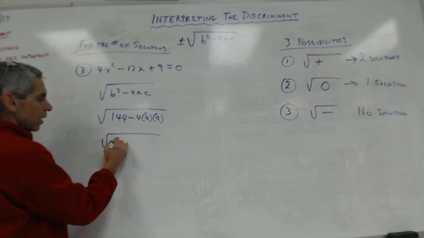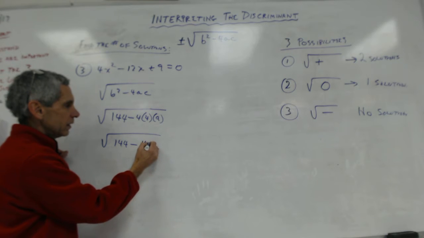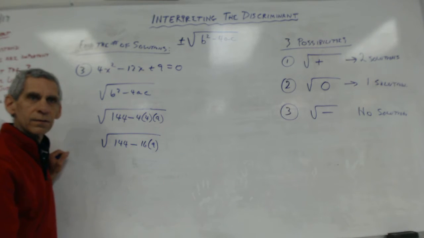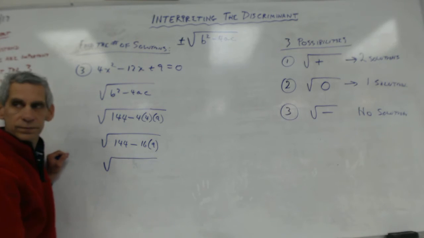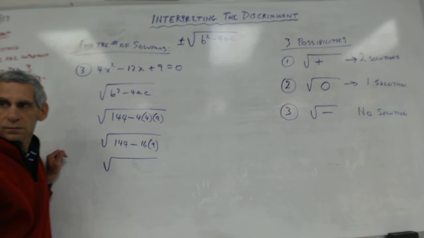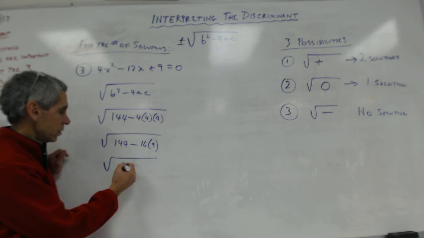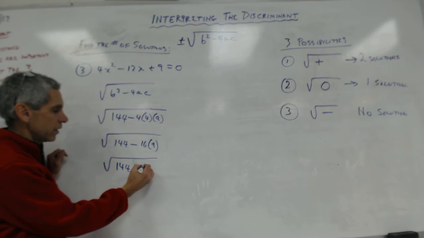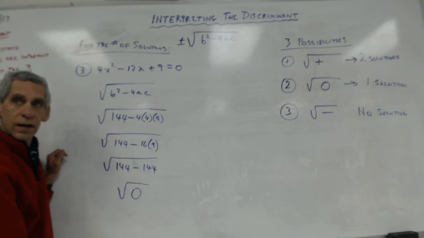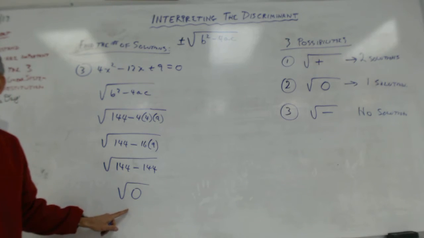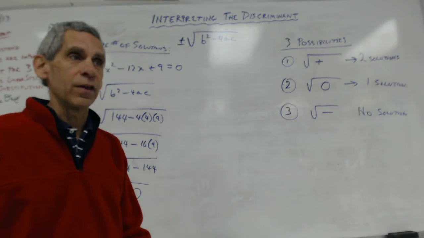So I'm going to keep going. 144 minus 4 times 4 is 16, and 16 times 9. Does anybody have a calculator? It's 144. So we've got 144 minus 144, which is 0. So we've got the square root of 0. How many solutions will I have? 1, because I'm adding and subtracting the same thing, which is nothing.